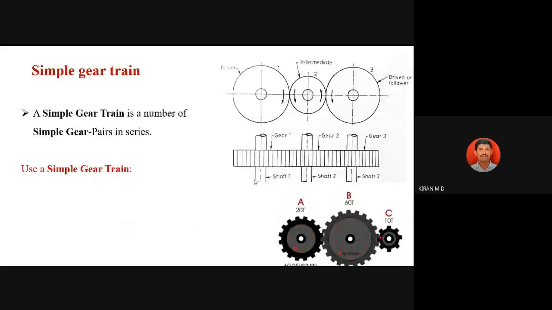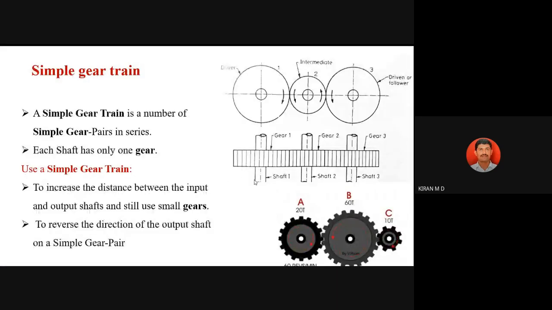Okay, so this is about the simple gear train. Is it clear about the simple gear train? Now, for example, if the number of intermediate gears is 3, what will happen? The driver will rotate in clockwise. The first intermediate gear will rotate in counterclockwise. The second will rotate in clockwise. The third one will rotate in counterclockwise. Then the follower will rotate in clockwise. Means the driver and driven will rotate in the same direction.